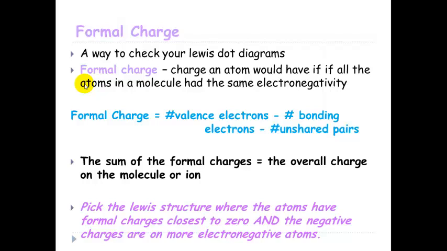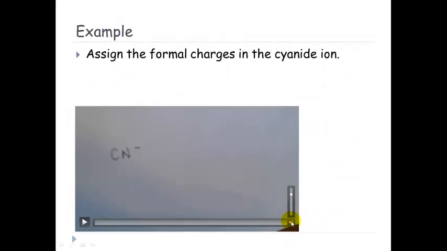Then you pick the Lewis structure where the atoms have the formal charges closest to 0 and the negative charges are on the more electronegative atoms. And we'll do numerous examples of these in class as well. Okay, so here's an example.